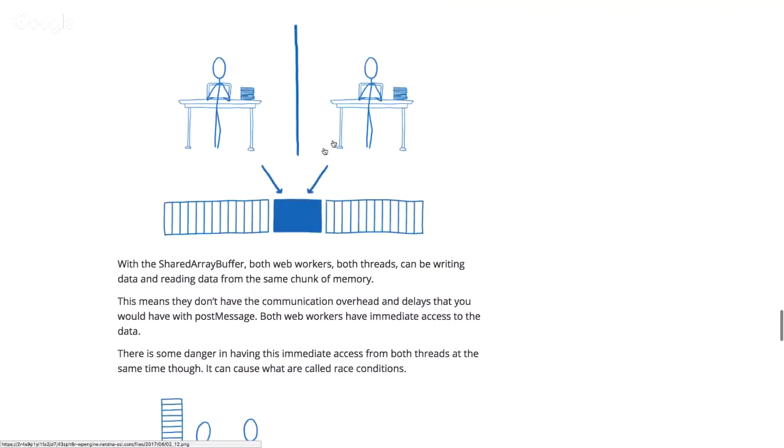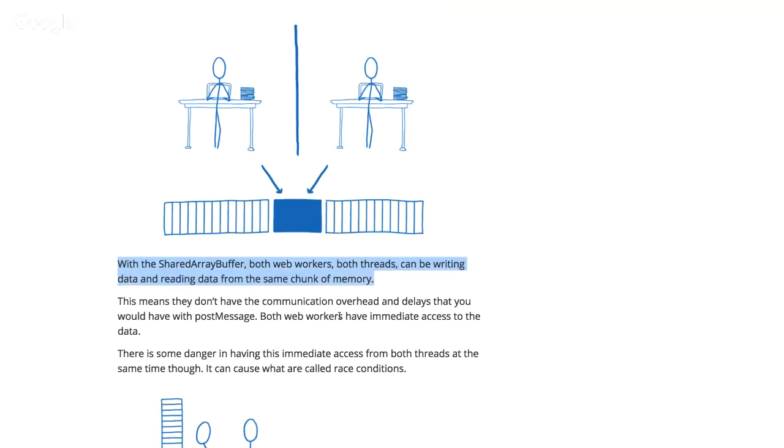They give an example. There are two web workers, the left side and the right side. Both of them have access to the same shared array buffer. With the shared array buffer, both web workers, both threads, can be writing data and reading data from the same chunk of memory.